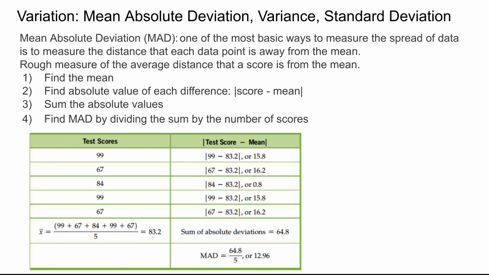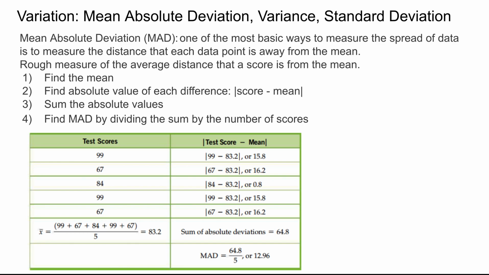Hello. So this is the second part of section 4 of chapter 10. We have studied measures of central tendency. So you learned how to find mean, median, and mode, right? And then we move to variation.